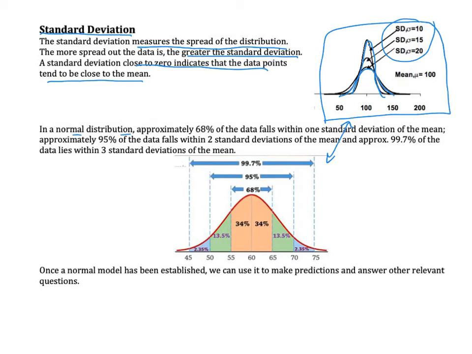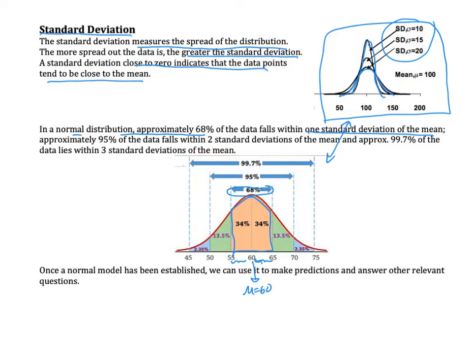So it says in a normal distribution, approximately 68%. So 68%, you can see that's indicated here. 68% of the data falls within 1 standard deviation of the mean. So 1 standard deviation to the right of the mean, 1 standard deviation to the left of the mean. So it looks to me like here it's saying that the average is equal to 60.